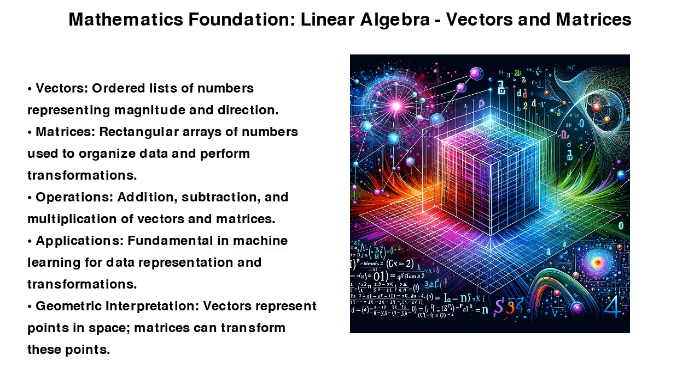Finally, let's touch on the geometric interpretation of these concepts. Vectors can be visualized as arrows pointing in space, indicating direction and distance. Matrices can transform these vectors, changing their position, orientation, or scale. This geometric understanding is essential when we consider how algorithms manipulate data in machine learning.